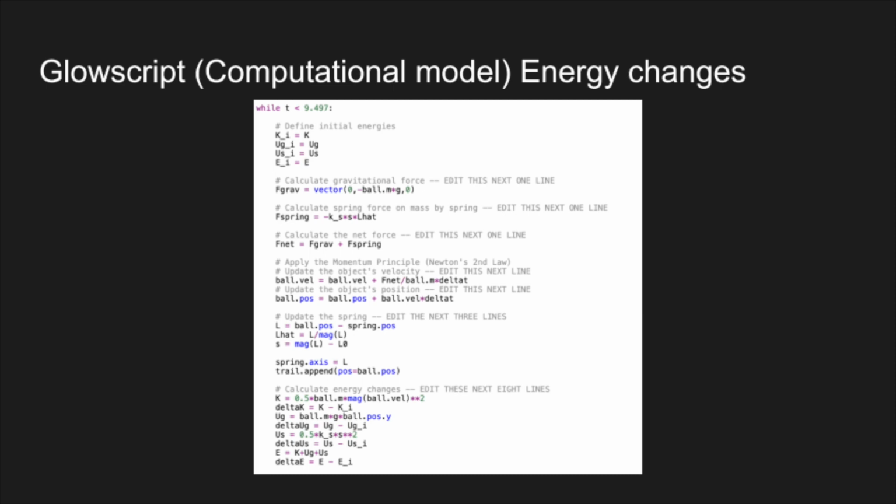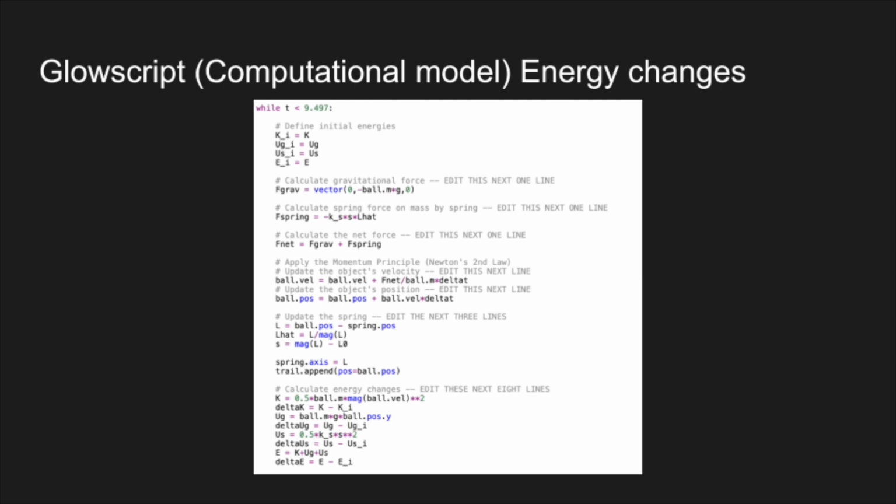Our time elapsed is 9.497. We have to define initial energies to find the change in the energies. We have to find the gravitational force, spring force, and net force, and also utilize the update formulas we talked about in the fundamental principles to find ball velocity and ball position. And then we also have to update the spring constantly. And then lastly, we can calculate energy changes with the variables we defined.